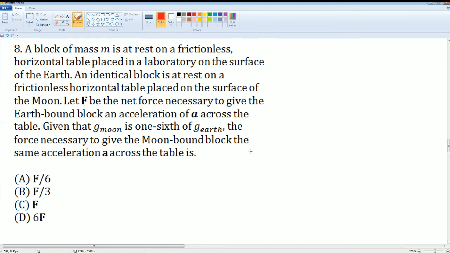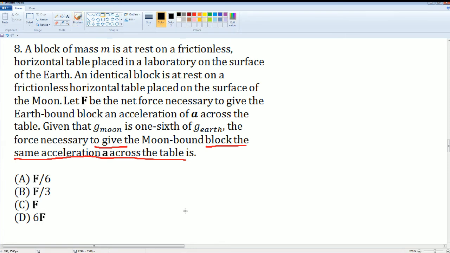Read the question first. Given that g moon is 1/6 of g Earth, the force necessary to give the moon block the same acceleration a across the table. Wait, what? Did they really just say block? Give the block the same acceleration a across the table. That's not an error.